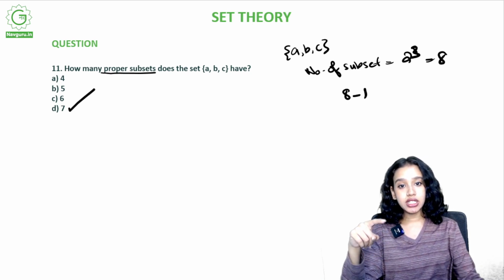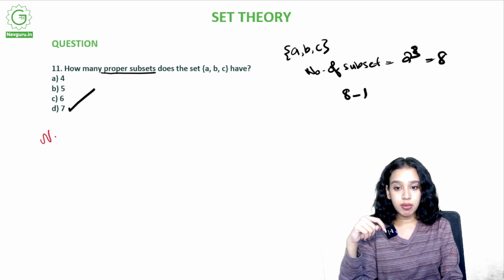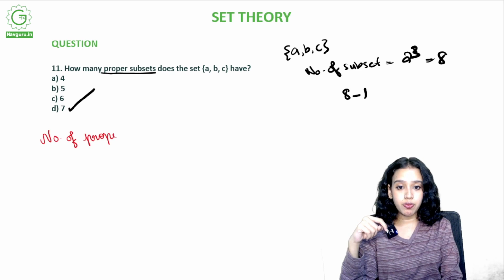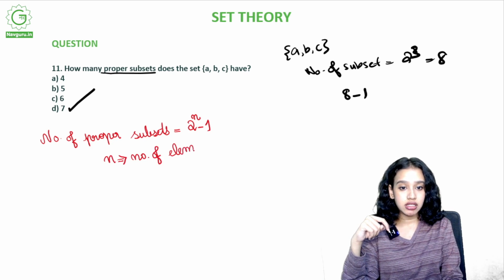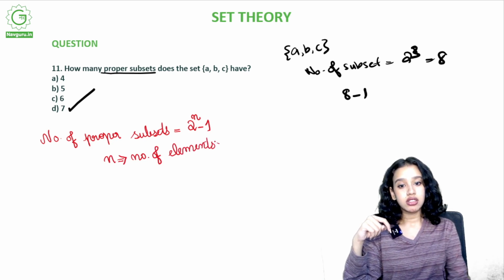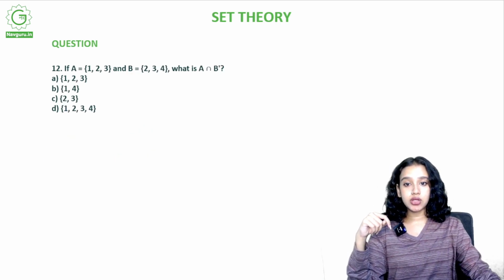So the equation for the number of proper subsets is equal to 2 raised to n minus 1, where n is the number of elements. So let's move on to the next question.